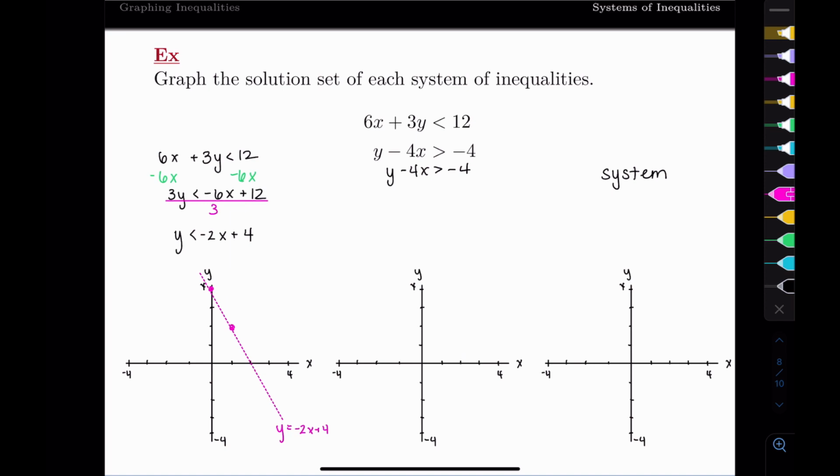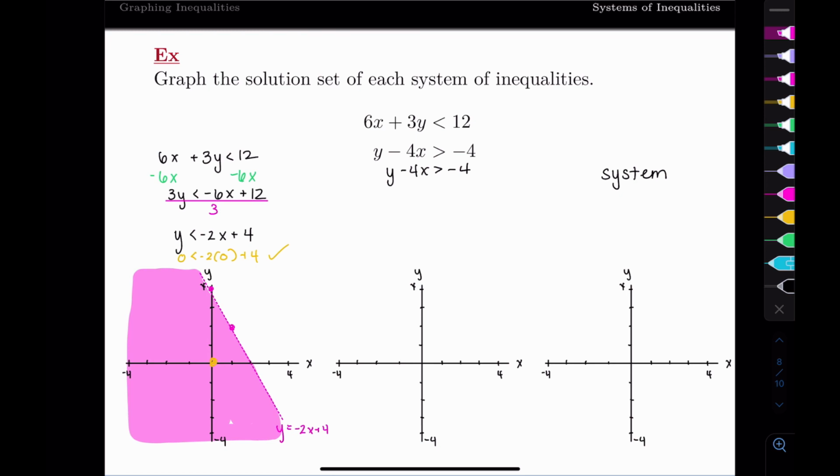And again, I can pick a test point and see if it works, but this tells me I can take y values that are smaller than this line. So we're going to end up shading below it. So this is the region that's going to satisfy this inequality. But again, if you want a test point, plug in 0, 0. If you do that, you would get 0 is less than negative 2 times 0 plus 4, which does indeed work. So this is the correct region to shade.